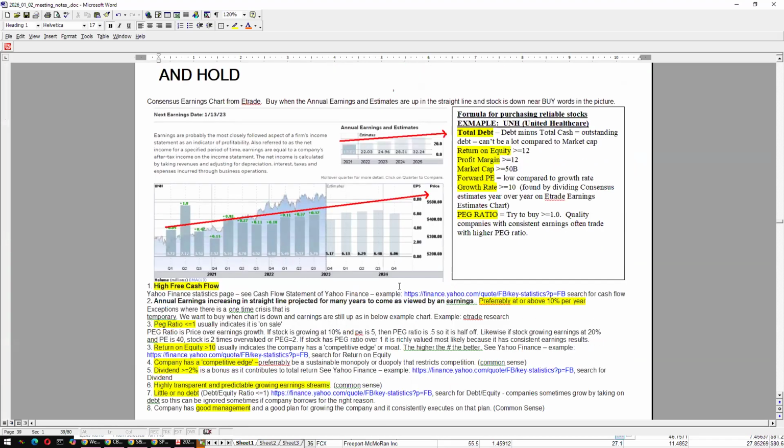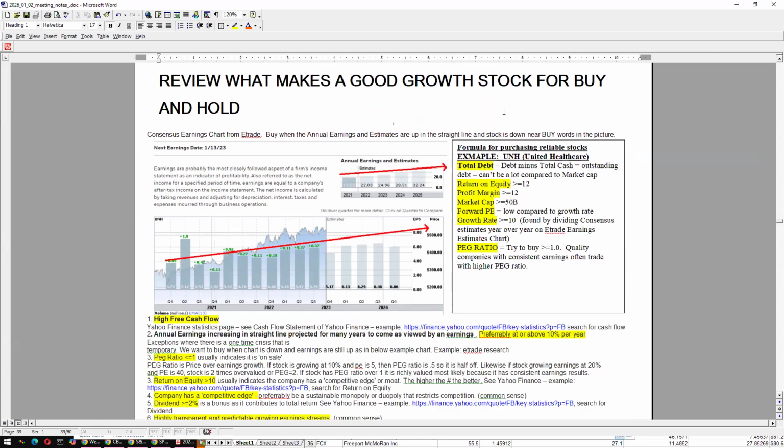I thought it'd also be interesting to review once a year or so what it takes to make a good growth stock for a buy and hold. I'd say over 95% of my portfolio right now is buy and hold, meaning I try to find stocks that are going to be around 10 years from now, or 20, 30, 40 years from now, and are growing over 10% or more. You want stocks that have forward earnings estimates that are over 10% or more consistently.